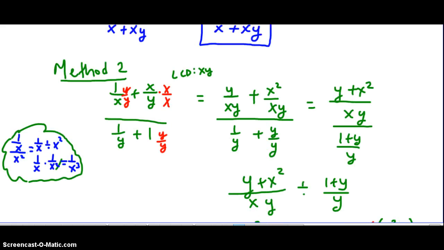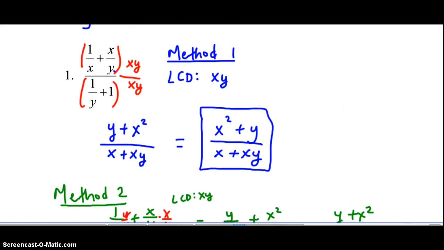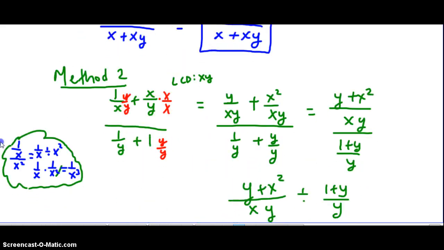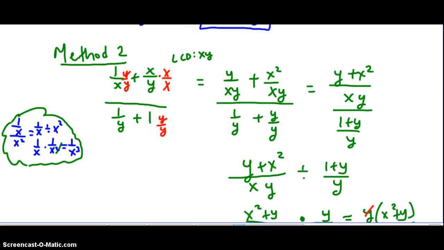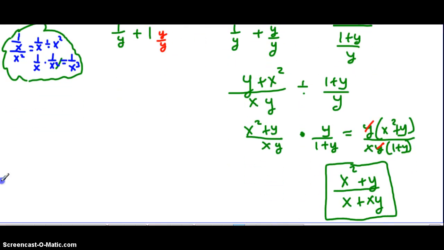Sometimes it's definitely faster to clear the fractions, but method 2 was a good one to use to help review a lot of our knowledge for simplifying rationals.